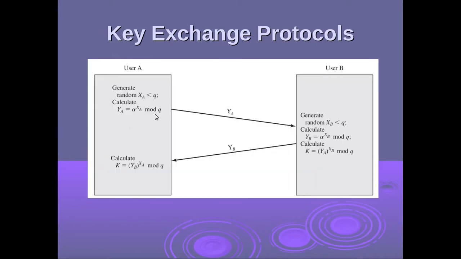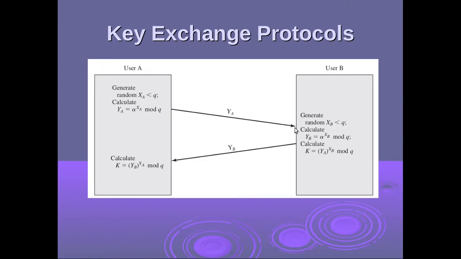So suppose user A wants to communicate with user B. Then user A will generate a random value XA that is less than Q, where Q is the prime number, and XA is a secret value that is kept secret. Then compute the public value YA equal to alpha to the power XA mod Q, where alpha is the primitive root of Q. Then that public key value will be transmitted to user B.